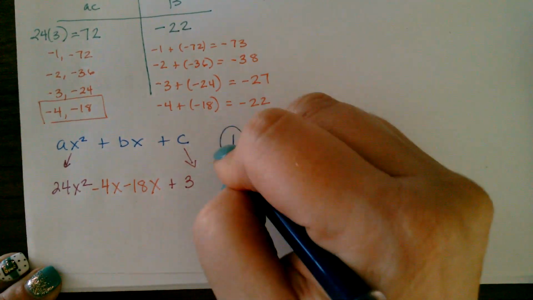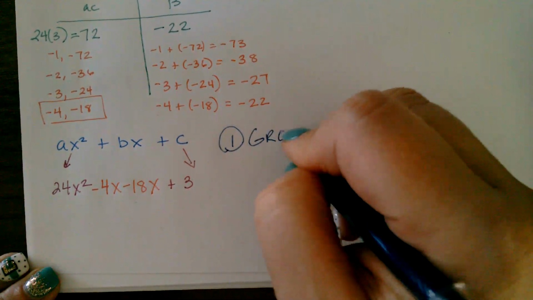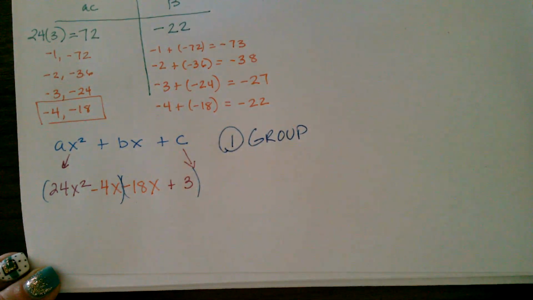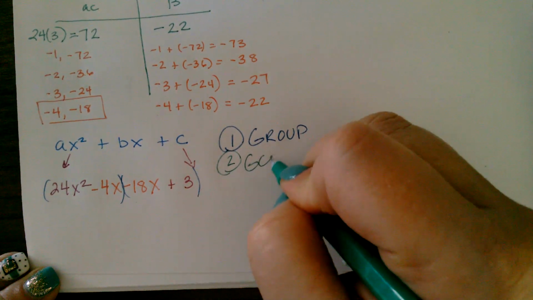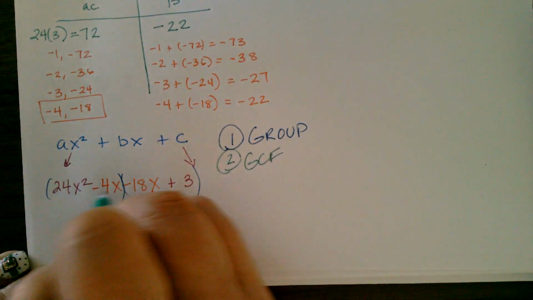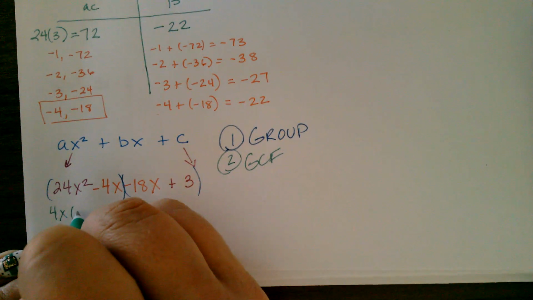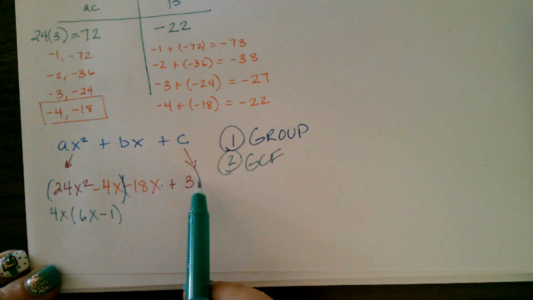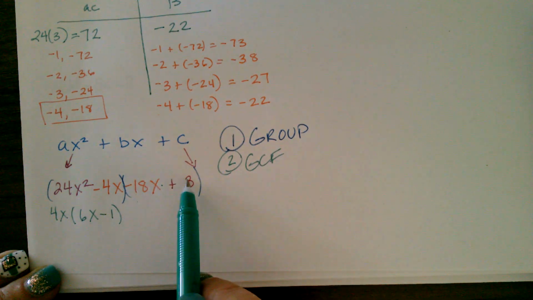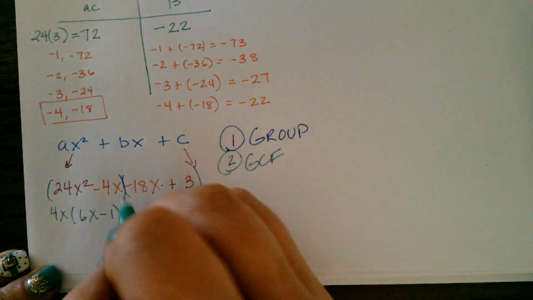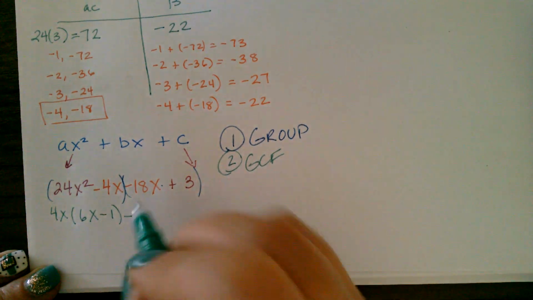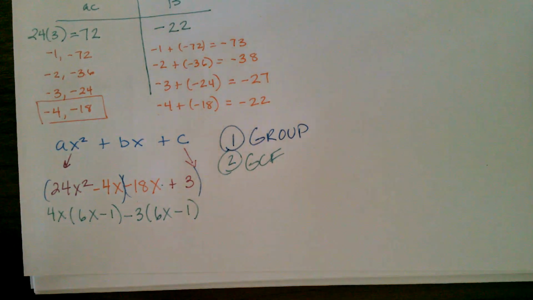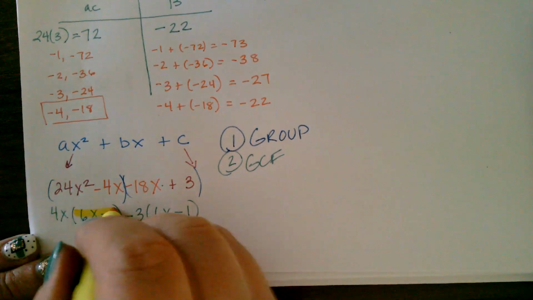That brings us back to our 3 steps. First, we group. Step 2, greatest common factors. In this one, I can take a 4x out, leaving me with 6x minus 1. Ooh, look at the terms. This one is negative, that's positive, and it's complete opposites here, so I know I need to take out a negative. And I need to take out a negative 3. And that is worth celebrating, even though I forgot to write the word identical down.